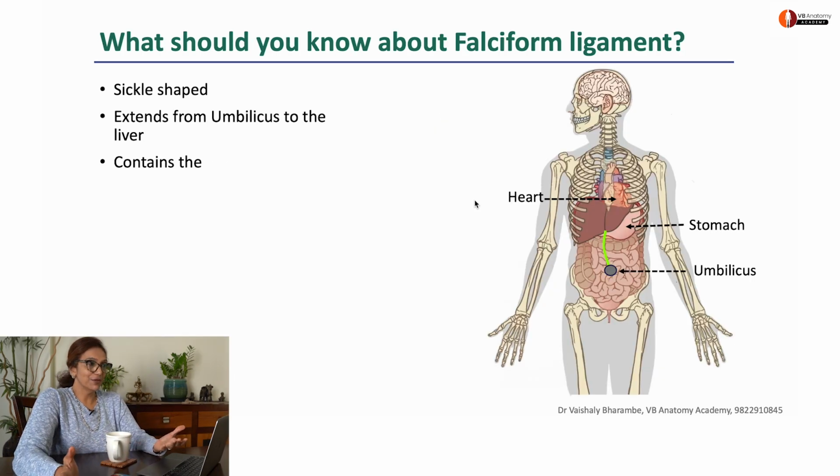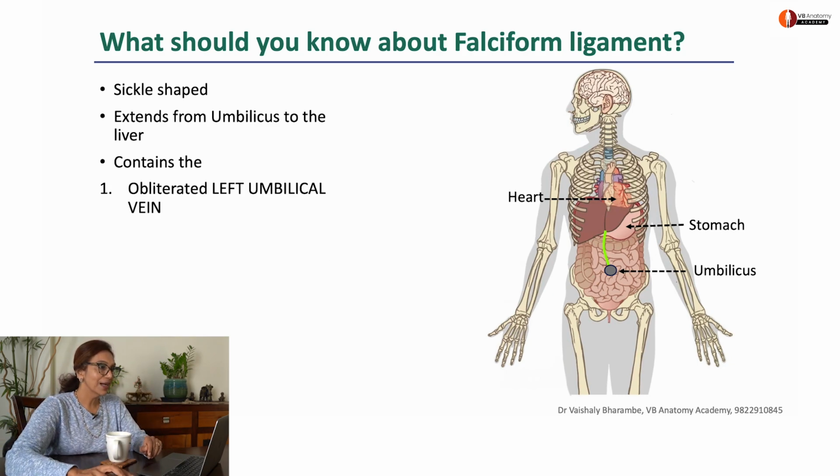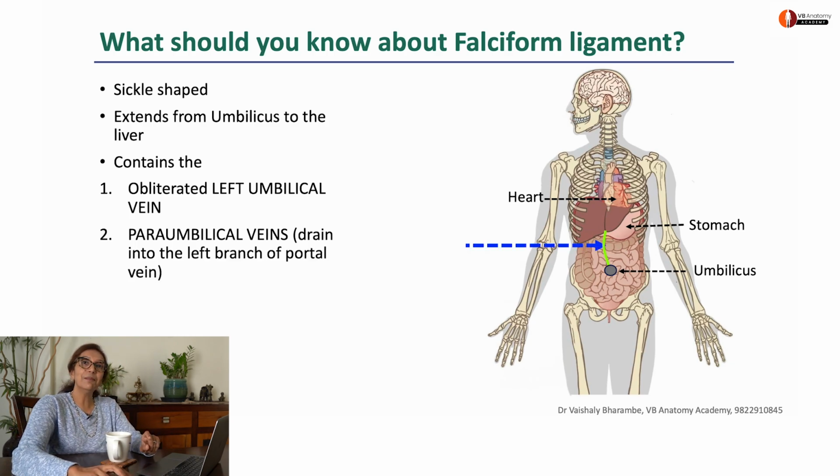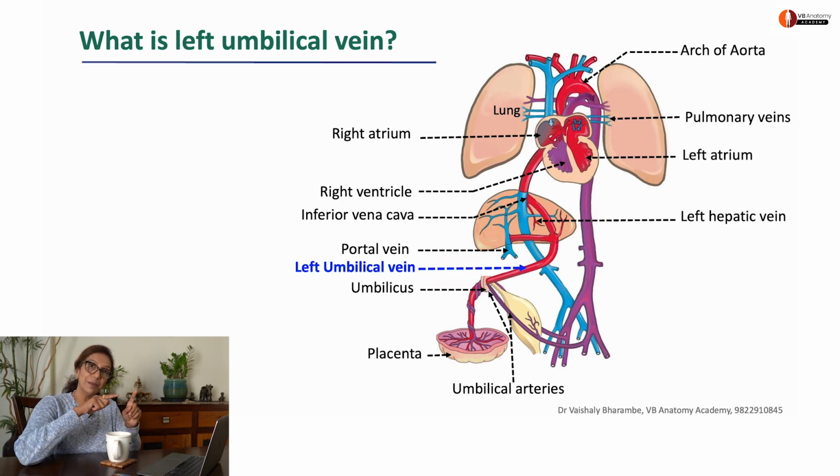What is this falciform ligament? The falciform ligament is a sickle-shaped peritoneal double fold containing within its free margin the obliterated left umbilical vein and some paraumbilical veins which are sites of portocaval anastomosis. So what is this left umbilical vein? The left umbilical vein actually is that vein which was carrying blood from the placenta to the liver. You can see it here.